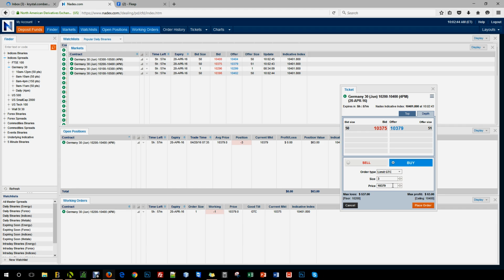Once price moves here, sorry, I'm waiting for it to move at least a pip here. So we're at 10379, which is the break-even point. Well, now price doesn't want to move at all. Come on.